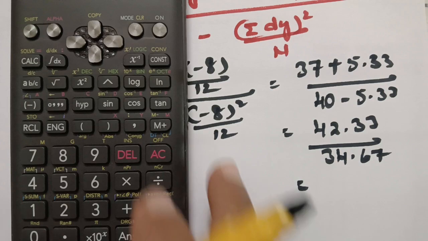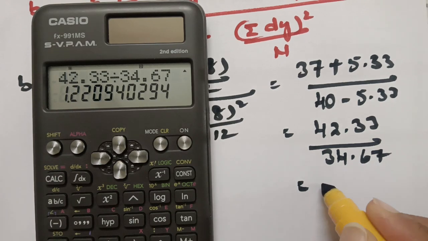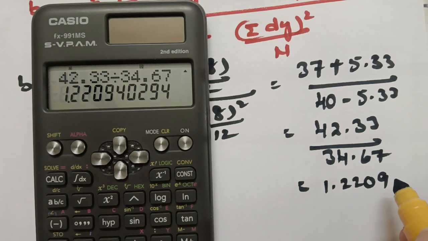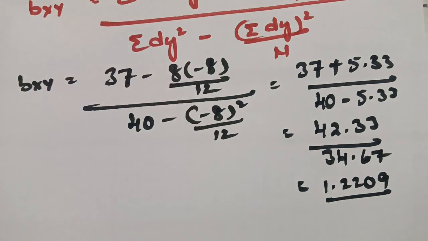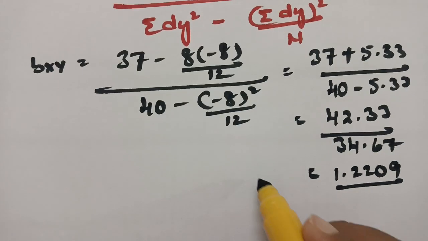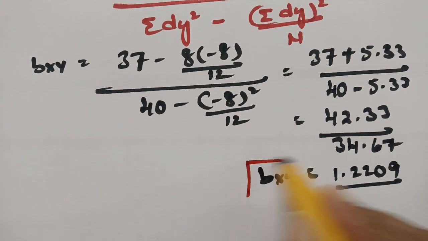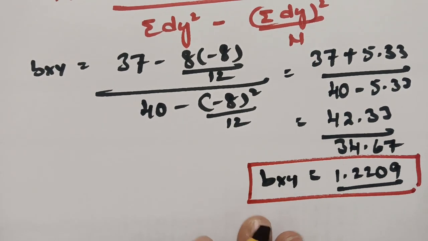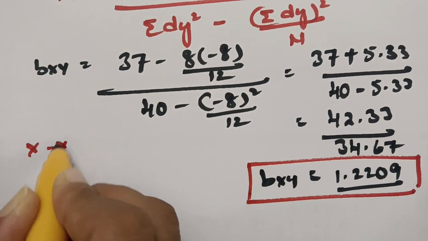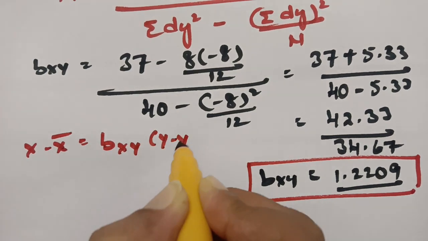So here the value will be 42.33 divided by 34.67. The value here is 1.2209. So here the value which we got is 1.2209. So if I substitute in this bxy, we got the bxy value as 1.2209. So here if I substitute x bar and y bar, the regression line of x on y is equal to x minus x bar is equal to bxy into y minus y bar.